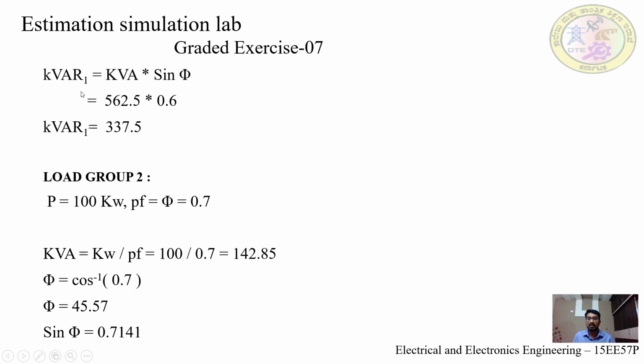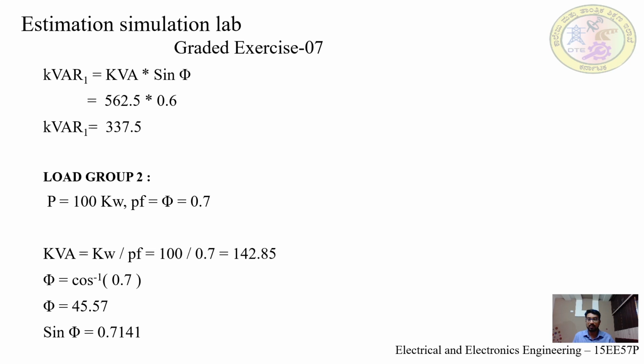Now, kVAR1 is given by kVA into sin phi. The kVA value is 562.5, as we saw in the previous slide, and the value of sin phi is 0.6. Hence, kVAR1 is 337.5. Similarly, we can find the kVAR value for load group 2.